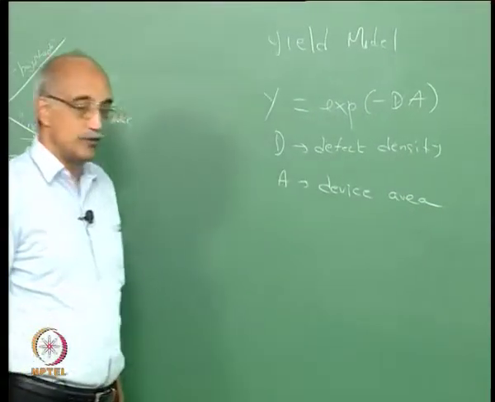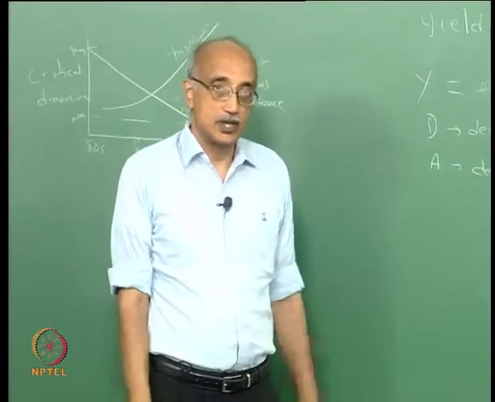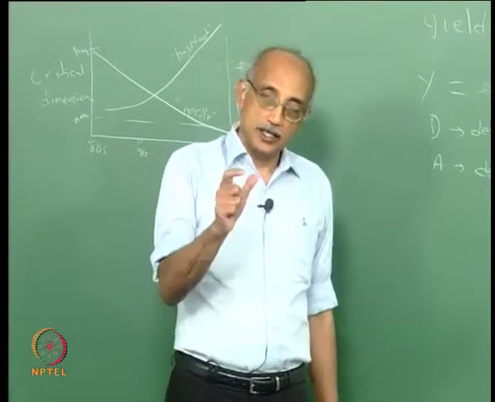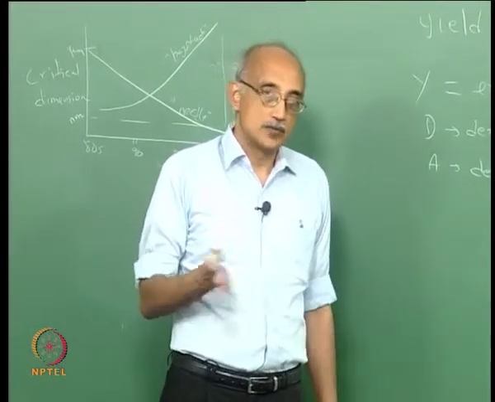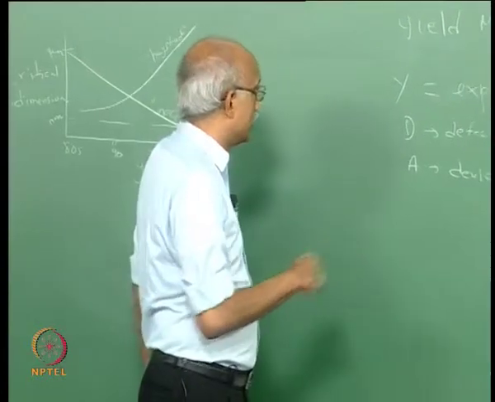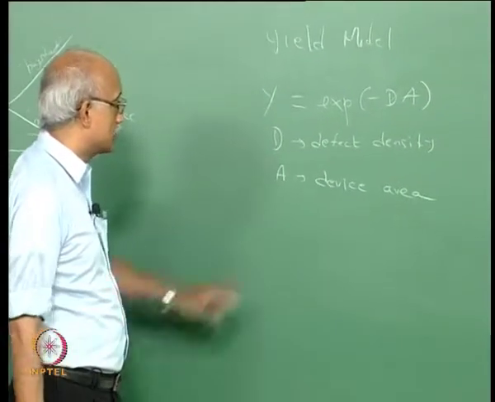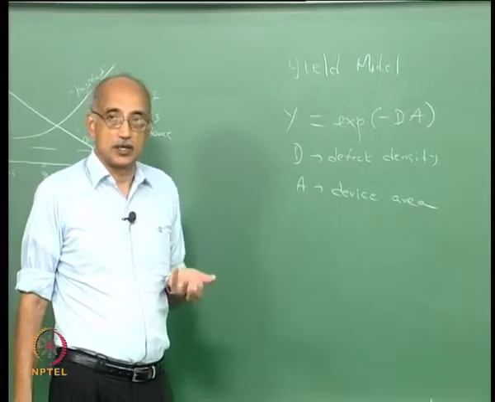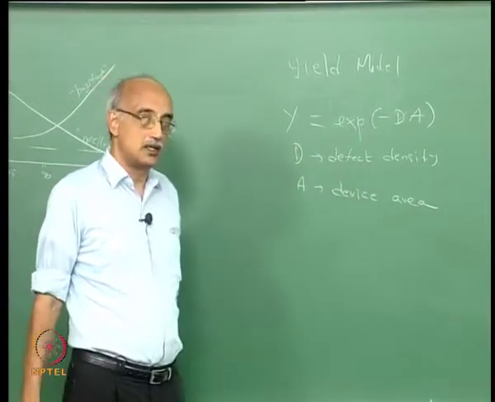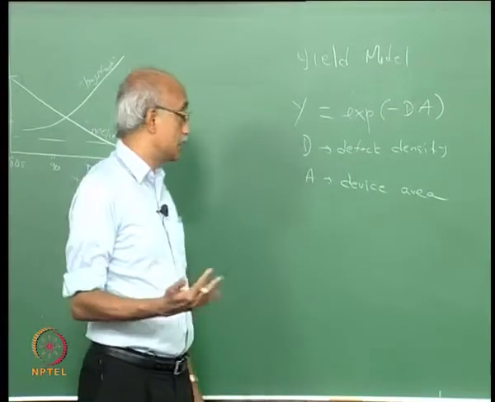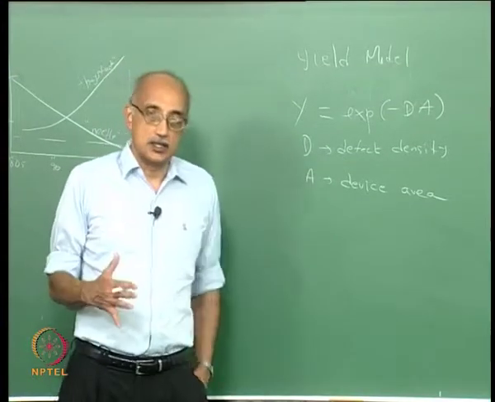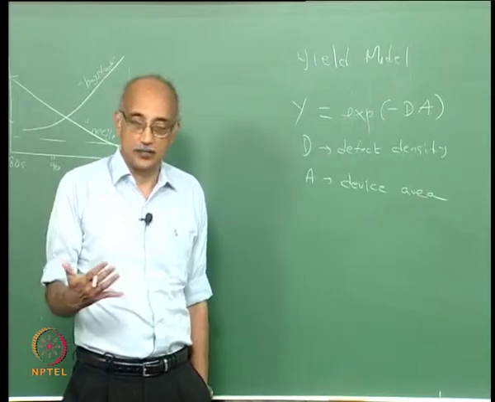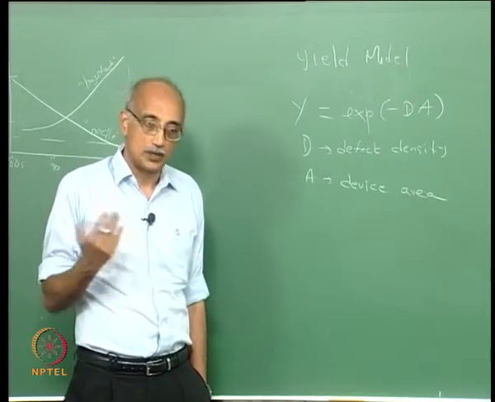So, as the defect density increases, your yield drops exponentially. As the area of the device increases, again your yield decreases exponentially, because it is a multiple of d times a that gives you total defects in a product. So, basically all this expression is saying is that there is an exponential decrease in yield as the number of defects in the product increases.